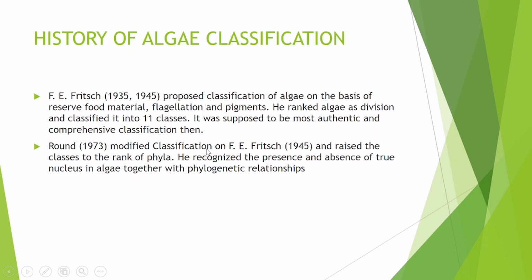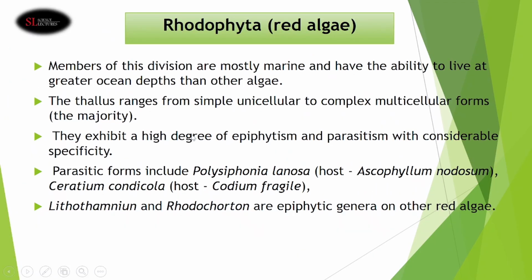So we are going to begin with the first division, which is Rhodophyta. This group is made up of what we call red algae. Many members of this division are marine, and they have the ability to live at great ocean depths more than other algae. Their thallus ranges from simple unicellular to complex multicellular, and they exhibit a high degree of epiphytism. That means they grow on top of other algae, while others are parasites.